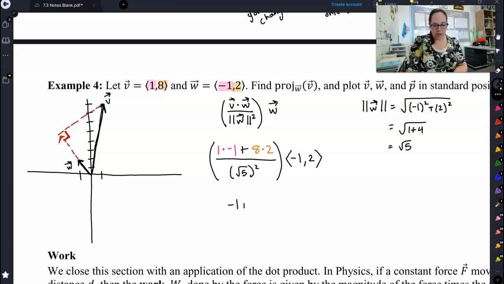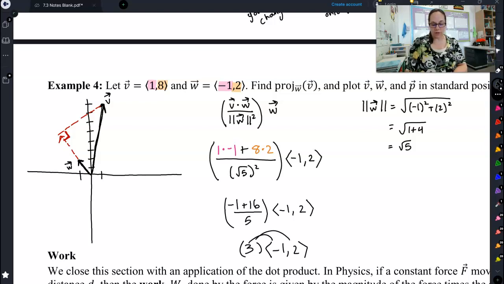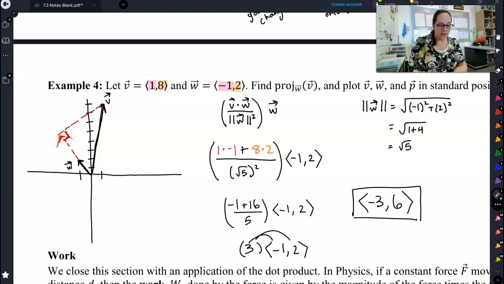I got negative 1 plus 16 over 5. Negative 1 plus 16 is 15. Divide that by 5, and that gives me 3. And then I'm going to multiply this vector by that scalar to get negative 3, 6. And if we look at this vector that we've drawn, about negative 3, 6, that's pretty close to what we had drawn to get us our right triangle.